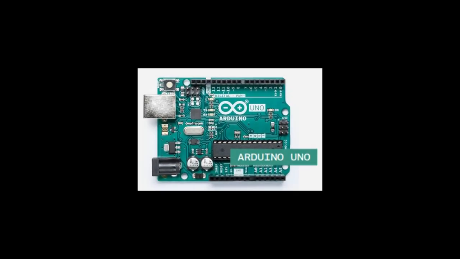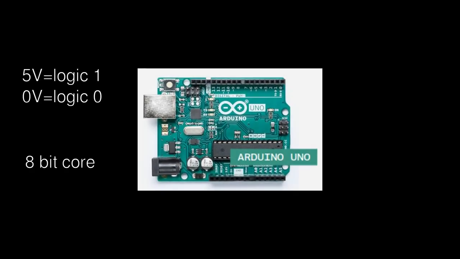Uno Subsystems. Now that we've seen some of the computing solutions that could be used for designing a payload, let's dive deeper under the hood of the controller that we've used for our example payload, the Arduino Uno. The Arduino Uno is a 5-volt, 8-bit microcontroller.